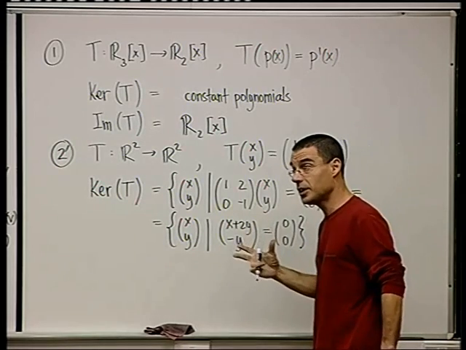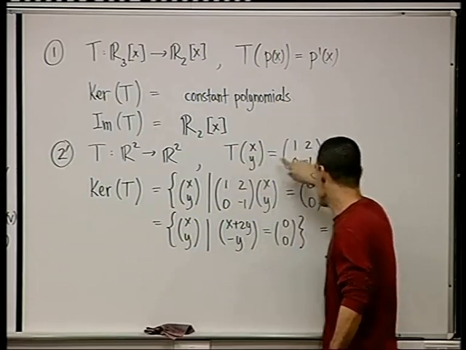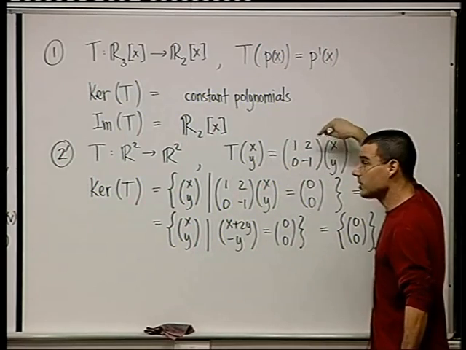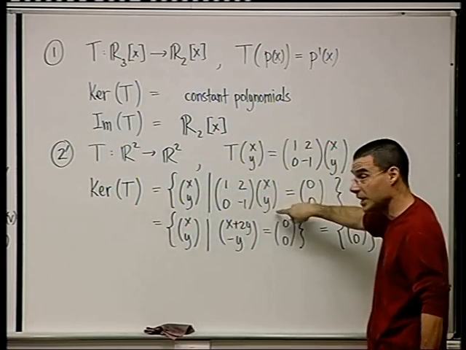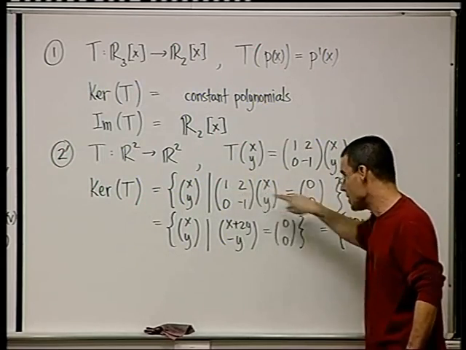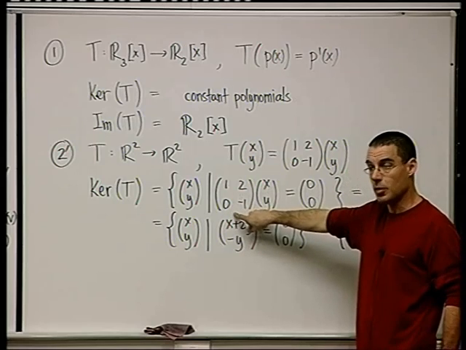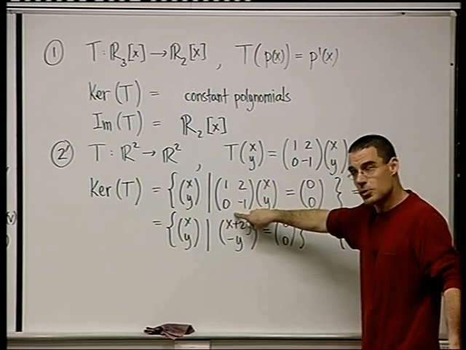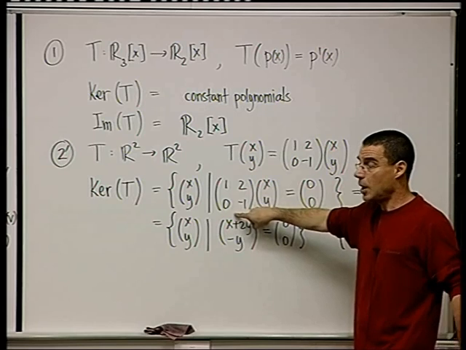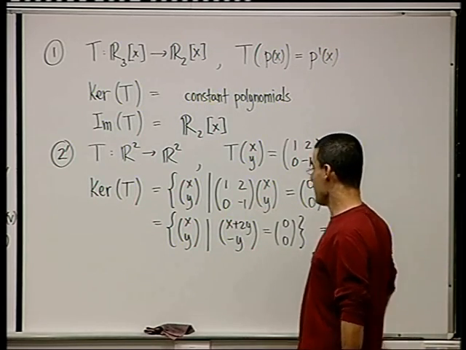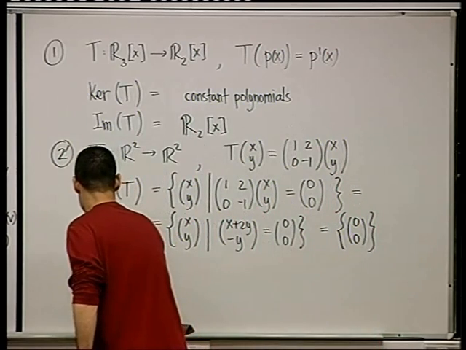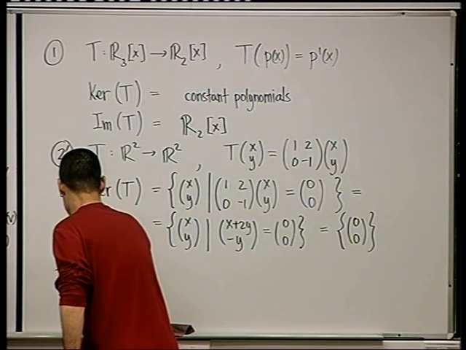So is what I said clear? Do you see that if T is given by multiplying by a matrix, then its kernel is precisely the solutions to the homogeneous system for which it's the matrix of coefficients, and that's precisely the null space of the matrix. That's how we defined it. Okay? Okay, what is the image of this T?